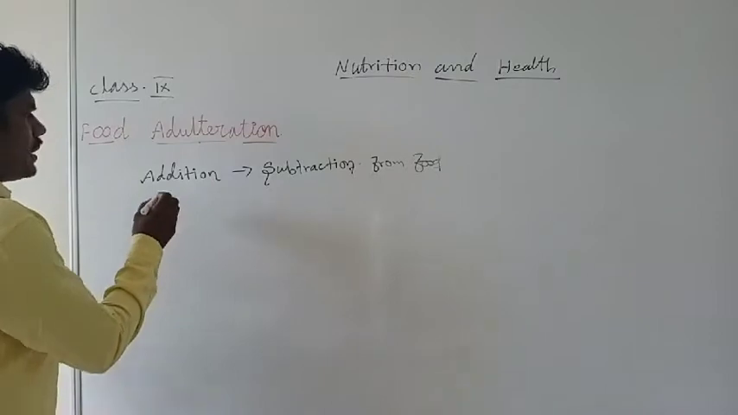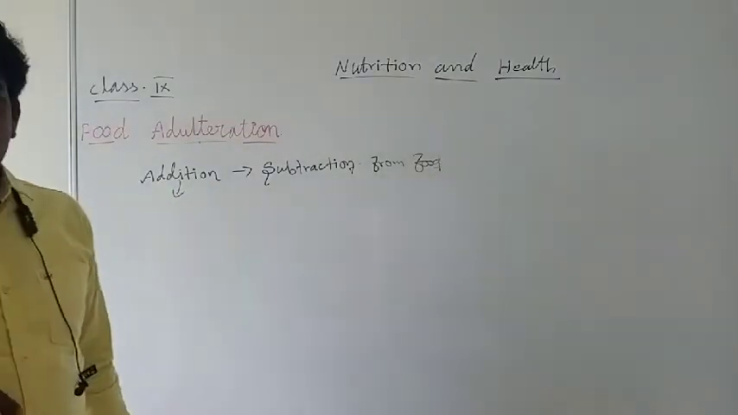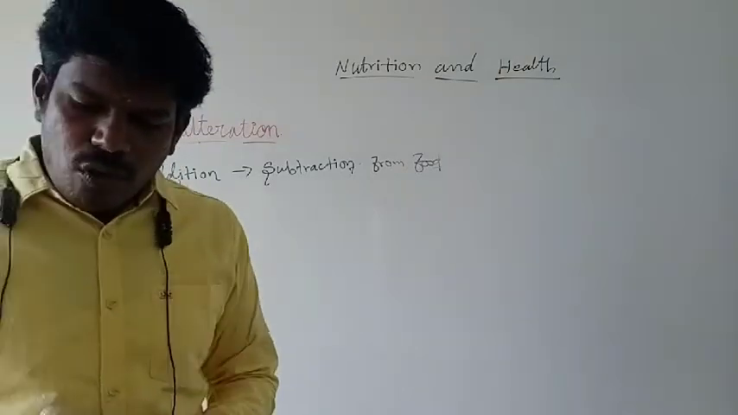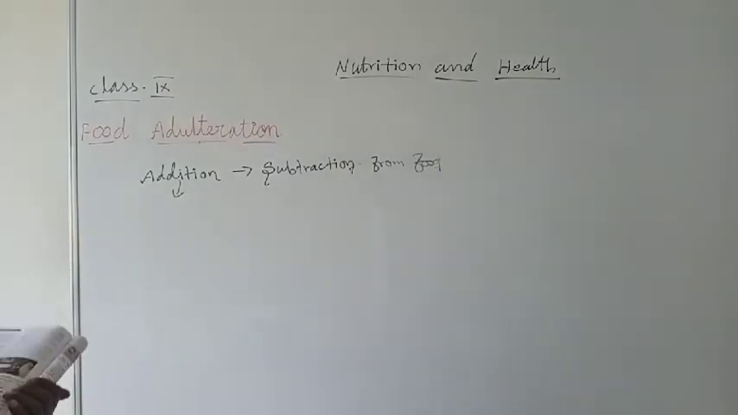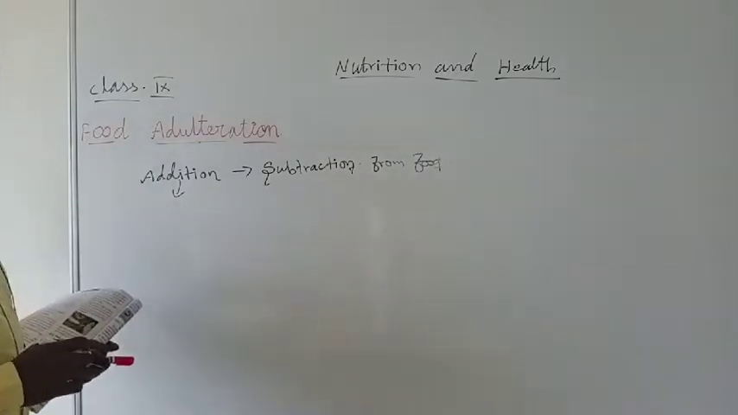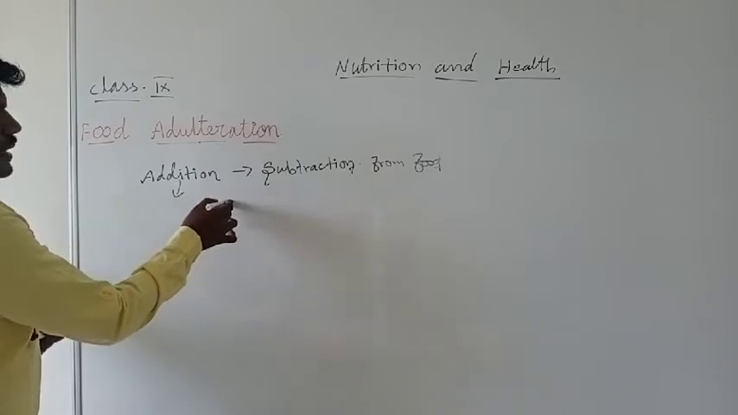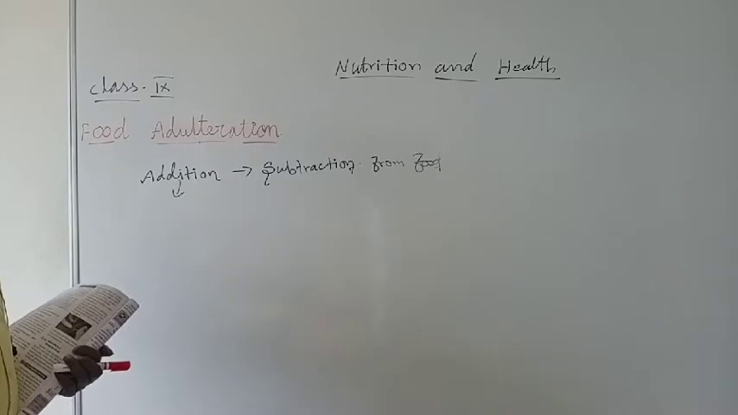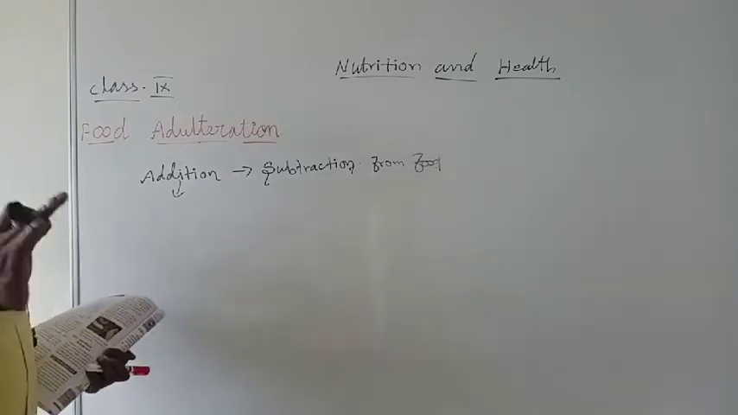In case you add anything, the natural quality of the food is collapsed, and the quality is not present in its natural state. Naturally the food has its own taste. If you add any other substance, the natural taste will be changed. That is called adulteration.